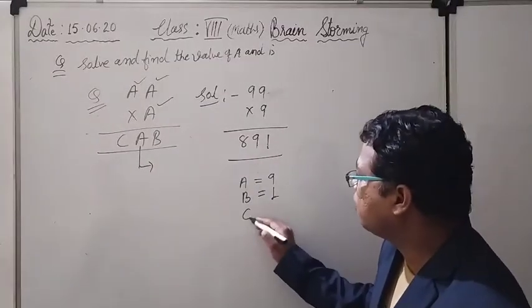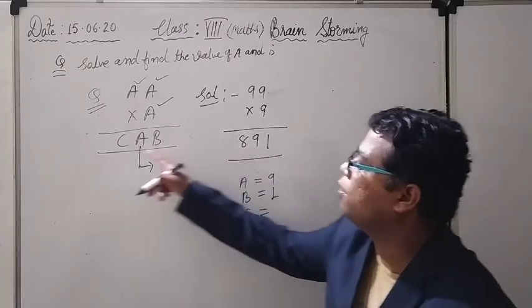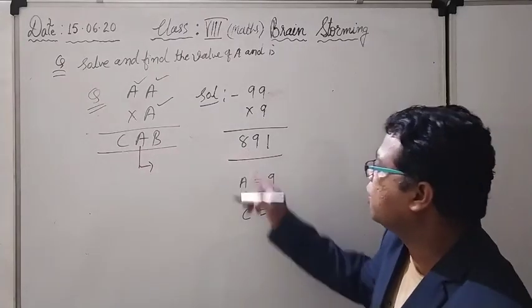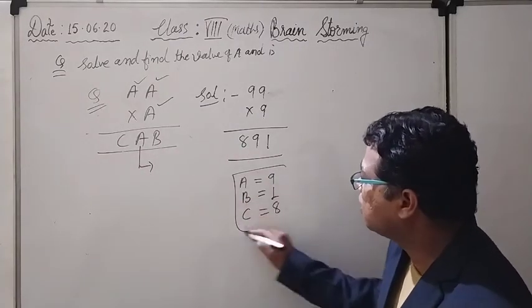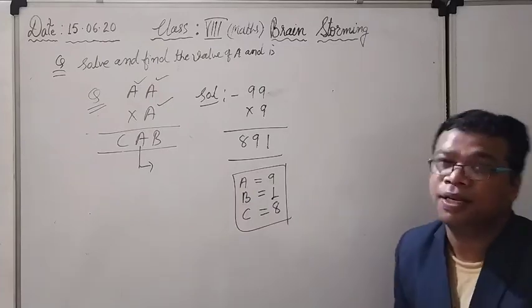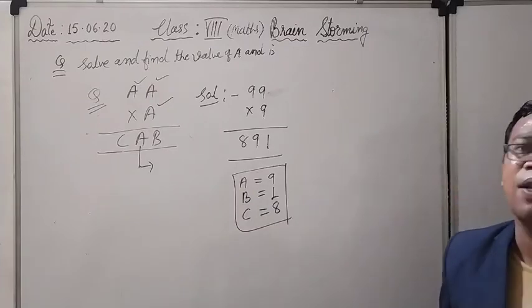And what is the value of C? C, compare with the hundreds place digit, it is going to be 8. So these are the values for A, B and C. This is the final answer.